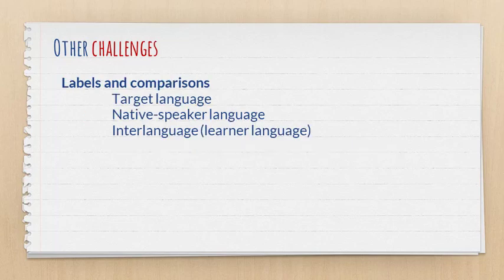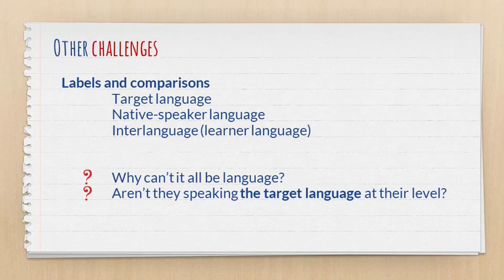Another challenge, at least for me, is this issue of labeling and separating these three systems: the idealized target language, the native language, how native speakers use the language, and then an entirely separate category for interlanguage or learner language. Why can't it be all language? Why can't we say that a learner is speaking the target language at their level? If we use a separate term that is not target language, aren't we in some way implying that they're not speakers of the target language?